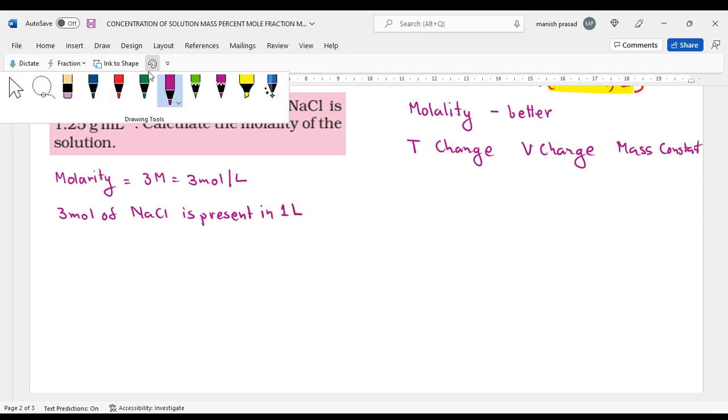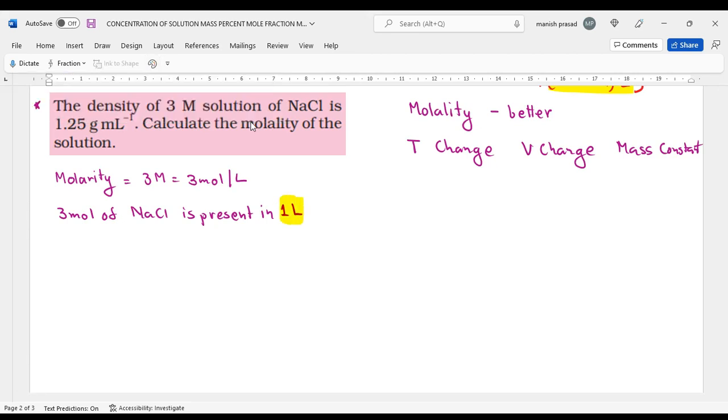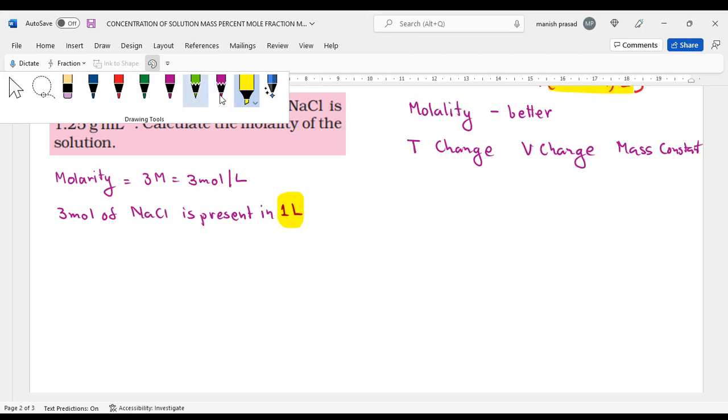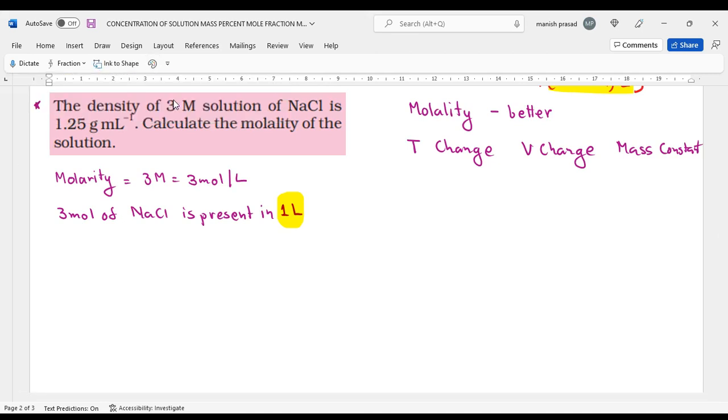I'm highlighting this 1 liter. Okay, I'm highlighting this 1 liter. What is the molar mass of our NaCl? 1 Na, 1 Cl, that is 23 plus 35.5, that is 58.5 grams per mole. 1 mole ka mass itna hai.